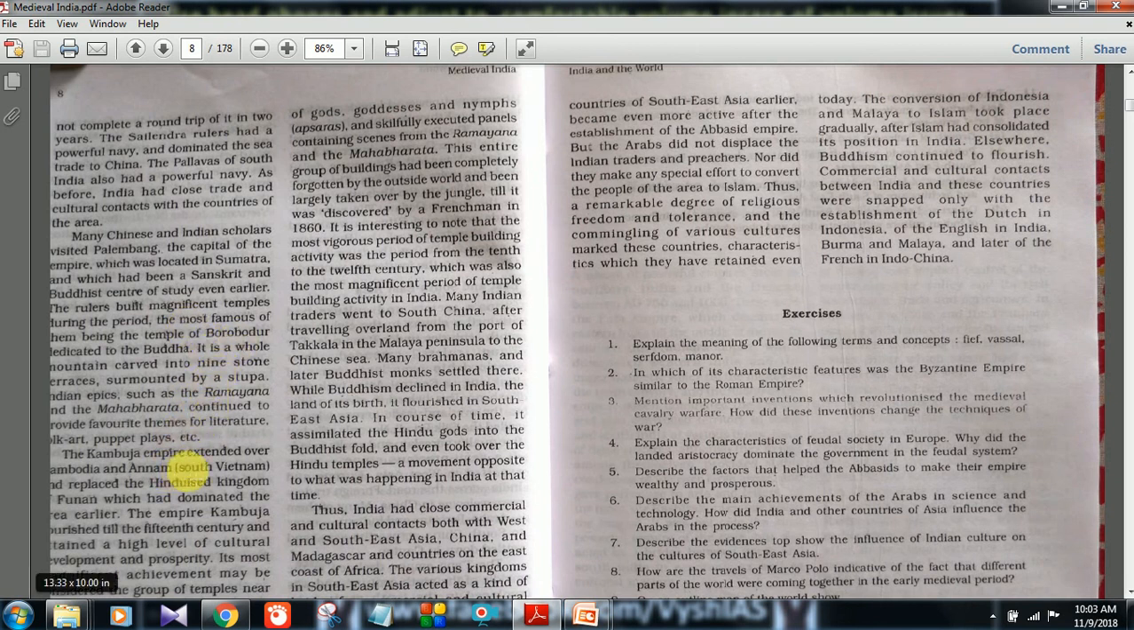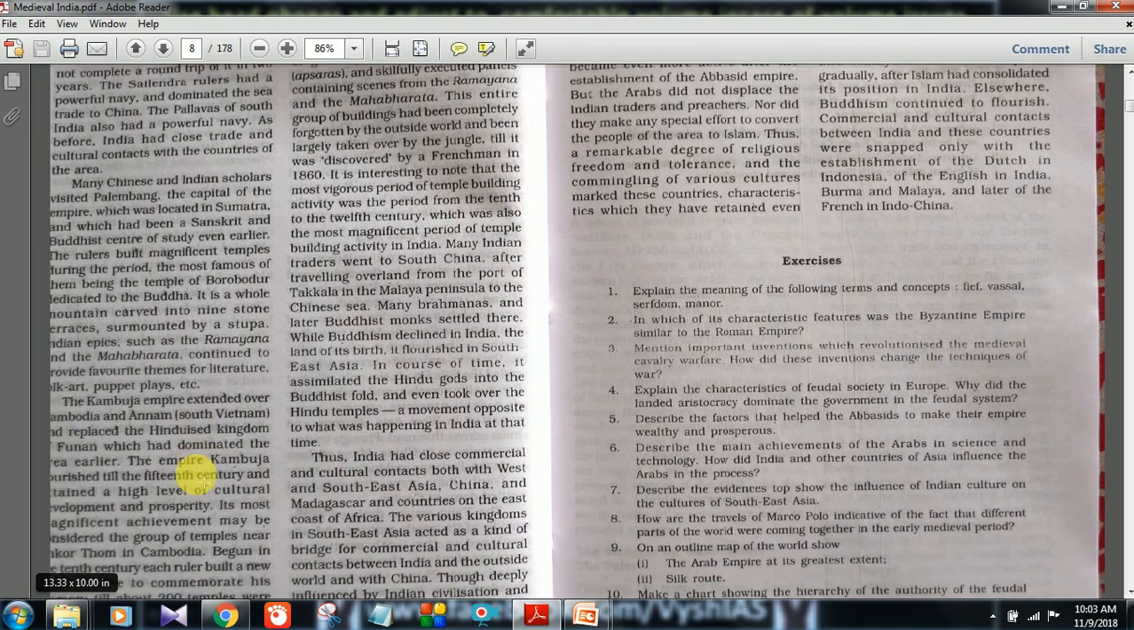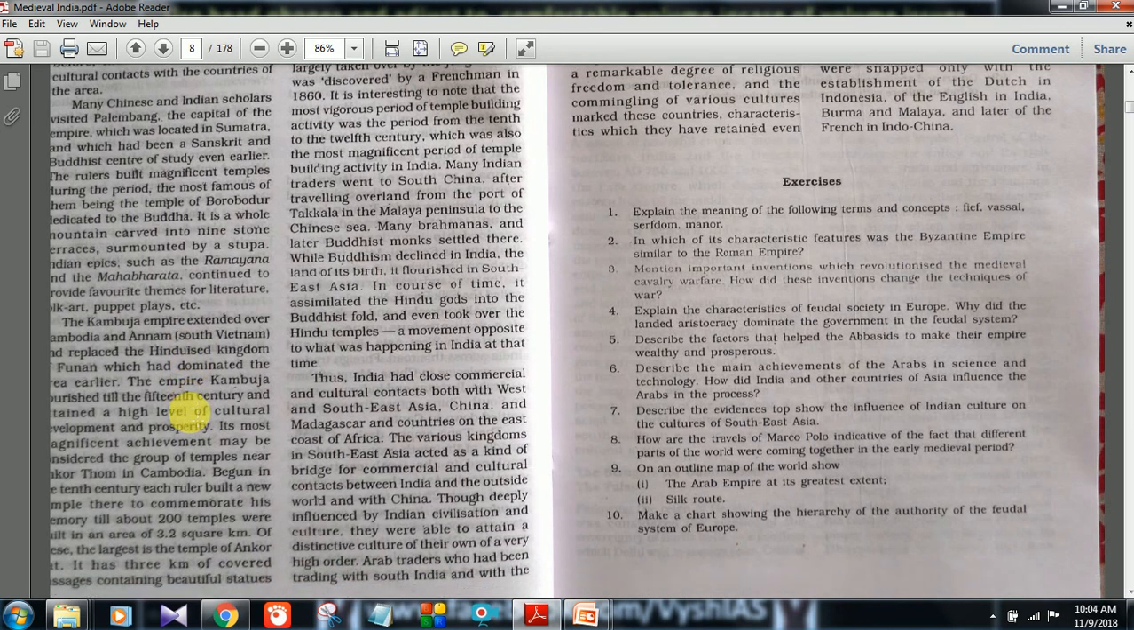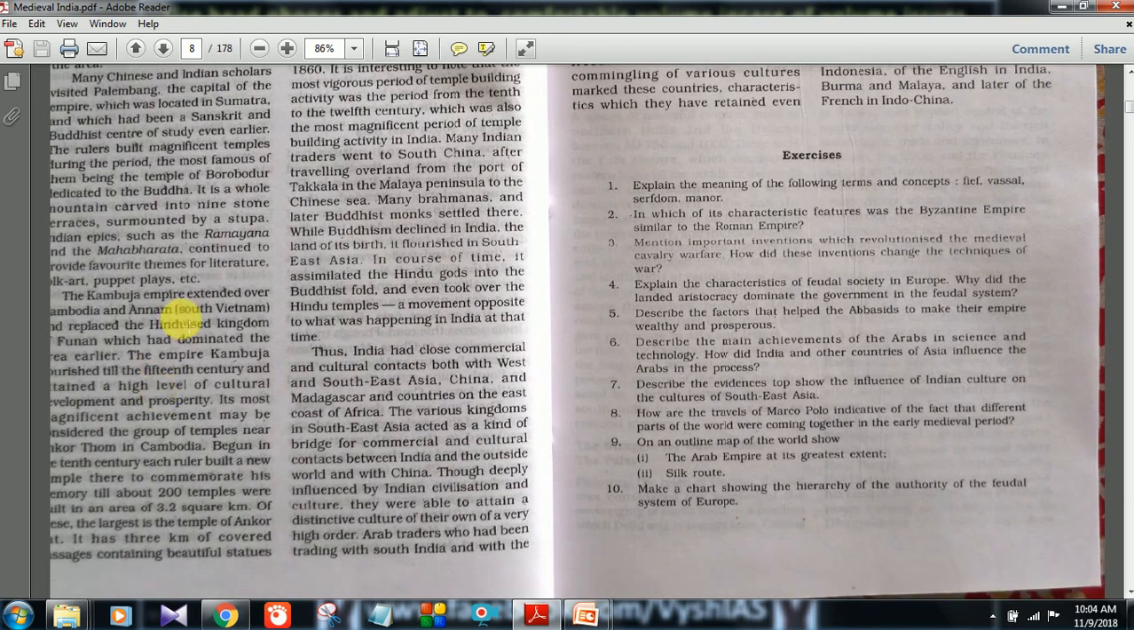The Kamboja Empire extended over Cambodia and Annam. Okay, this Tonkin and Annam, please try to recollect. Okay, Tonkin and Annam is North and South Vietnam. So it replaced this Hinduist kingdom and dominated the area earlier. Again, telling a lot of kingdom names. It's not important for you to know kingdom names, but these place names which are older names you should know. The Cambodian empire flourished till the 15th century and attained a high level of cultural development and prosperity.